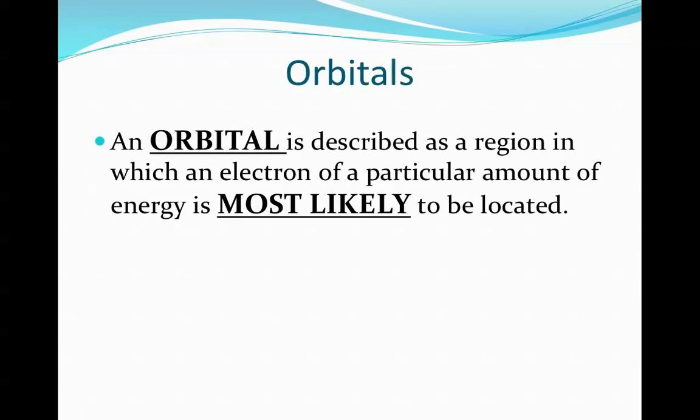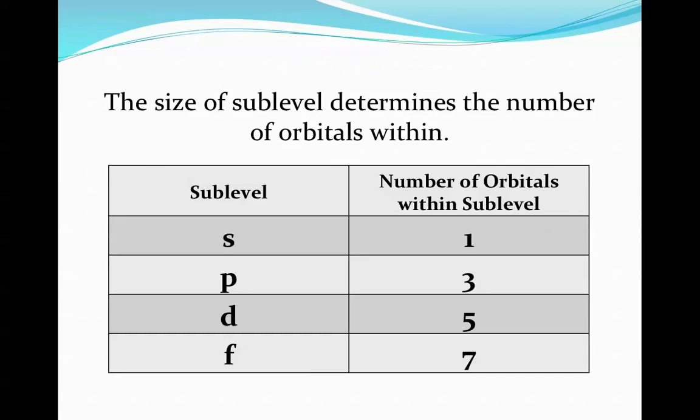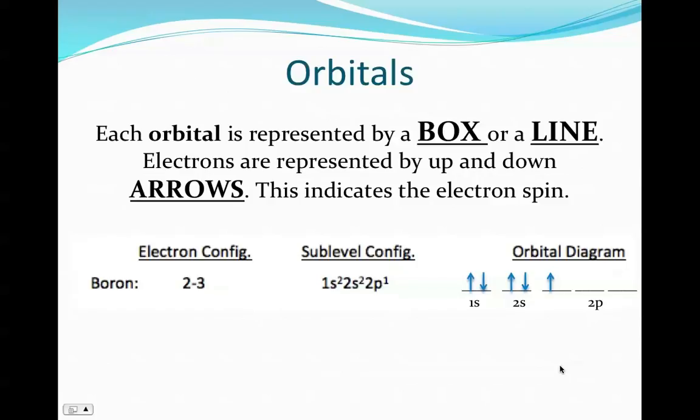So an orbital is a region in which an electron of a particular amount of energy is most likely to be located. Remember, orbitals are based on probability. So the size of the sublevel determines the number of orbitals within them. An s sublevel always has one orbital, a p sublevel has 3, d has 5, and f has 7. And each orbital can only hold up to 2 electrons. You're going to see that the electrons are represented by arrows, and they are spinning up or down, and this represents their spin. So each line can only ever hold 2 electrons.